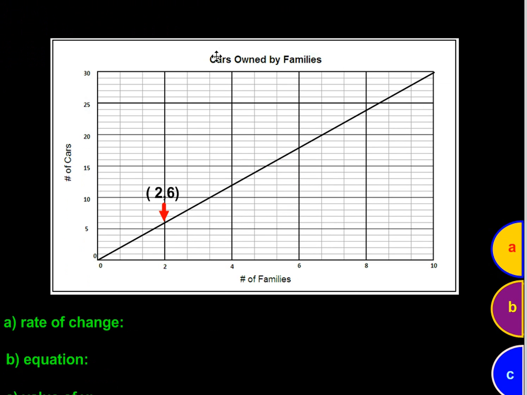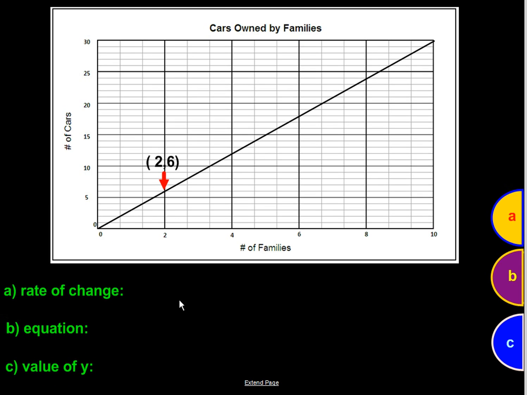So the graph we're looking at is cars owned by families. Our y information is number of cars. Our x data is number of families. So to determine the rate of change, I need to pick a point, and I'm going to pick this point right here. So I'm saying it's 2, 6. That looks pretty accurate, actually. It looks like it lines up pretty nicely.